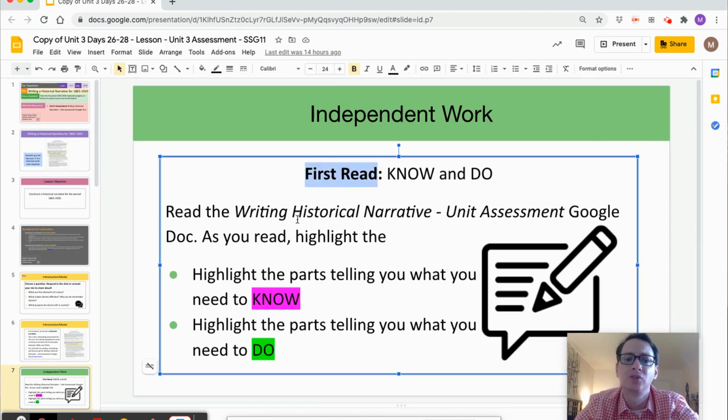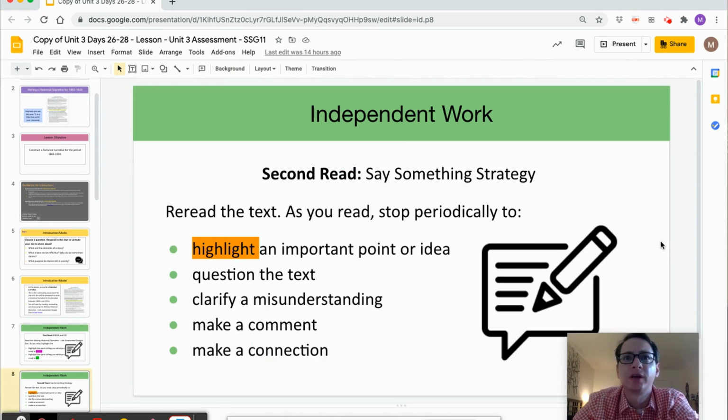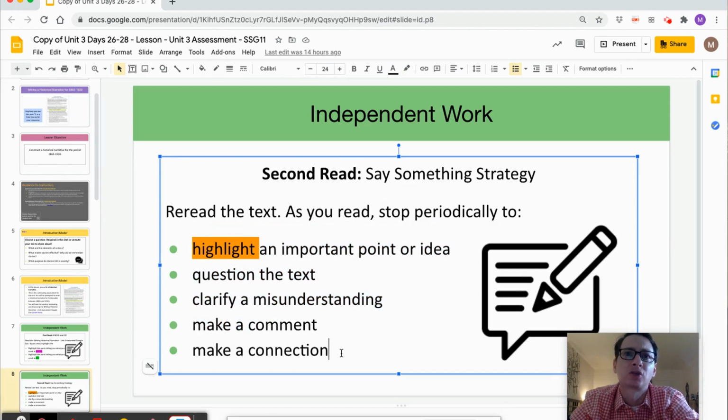The first time that they do this, they're going to highlight the parts for what they need to know and also for what they need to do. Then, the second time they read the task, they annotate using these prompts as a guide. And that's going to prepare them for the say something activity that follows. Again, depending on the unique needs of your students, you may encourage students to respond to each other or direct any questions or misunderstandings they have towards you.